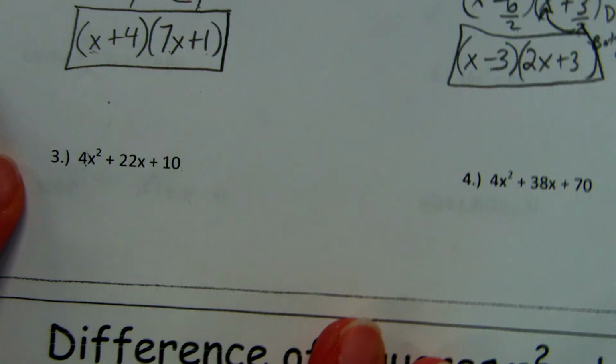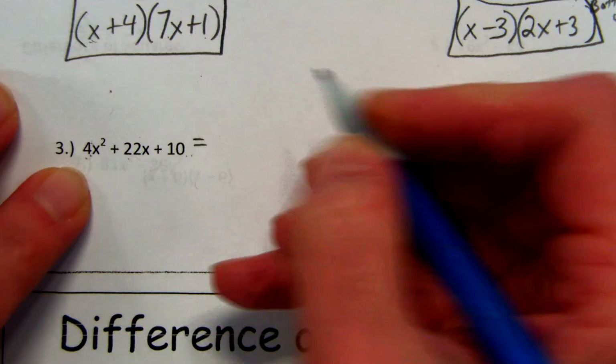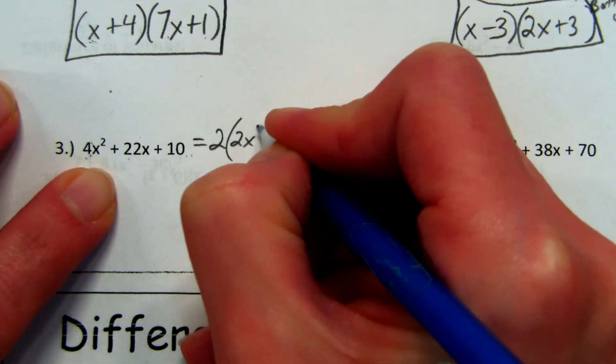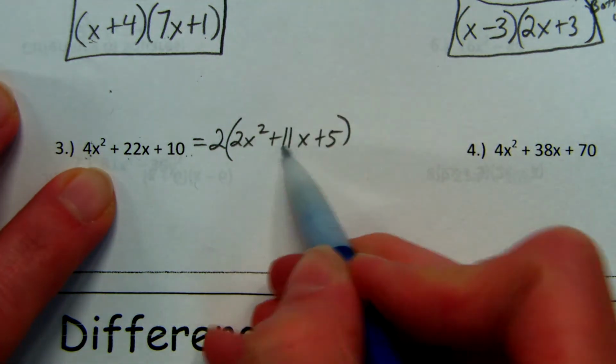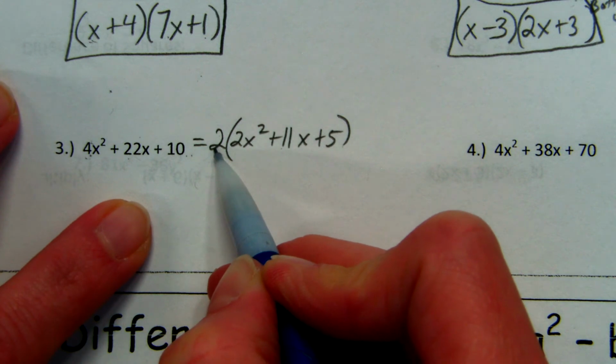All right, so on number 3, there is a common factor. I can take 2 out of everything. So I can make this 2 times 2x squared plus 11x plus 5. So it's like dividing everything by 2 and we stick the 2 out in front. That's what factoring the greatest common factor looks like.